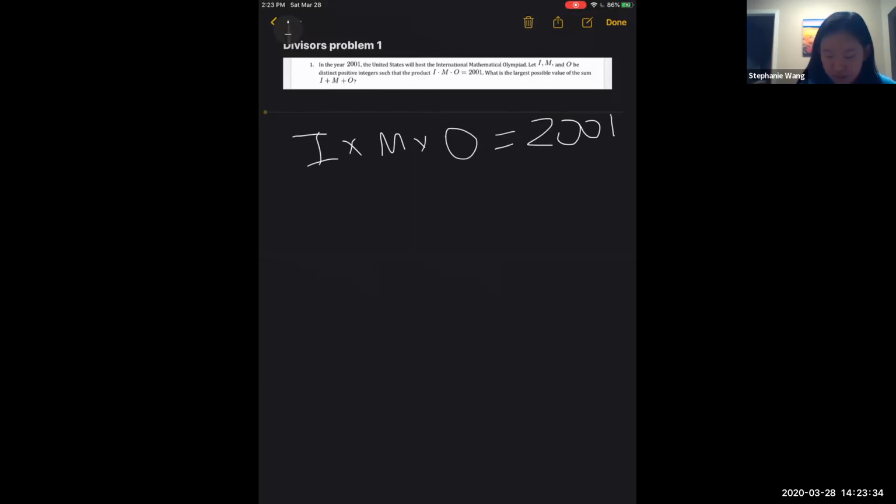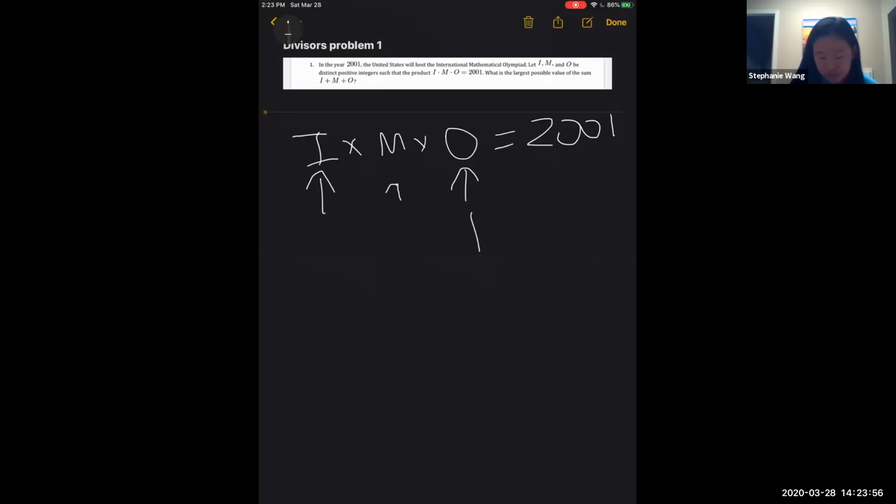You want to make, let's say, I as big as possible, and then make M and O as small as possible. But I, M, and O have to be distinct, which means they have to be different. So let's make O 1, because 1 is the smallest divisor of 2001, and it doesn't change its value.